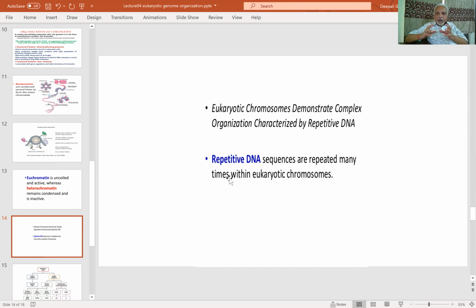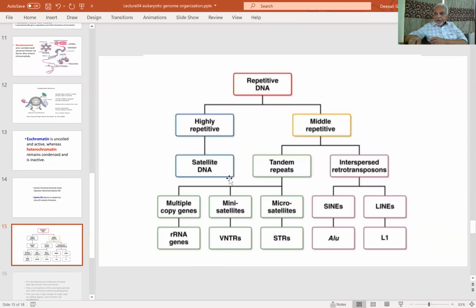So basically, as I mentioned, in the eukaryotic genome you have the coding part, the regions of sequences which code for a specific gene or set of genes, and then you have the non-coding part of the genome. That non-coding part of the genome is the one which we call repetitive DNA. So what is this repetitive DNA?